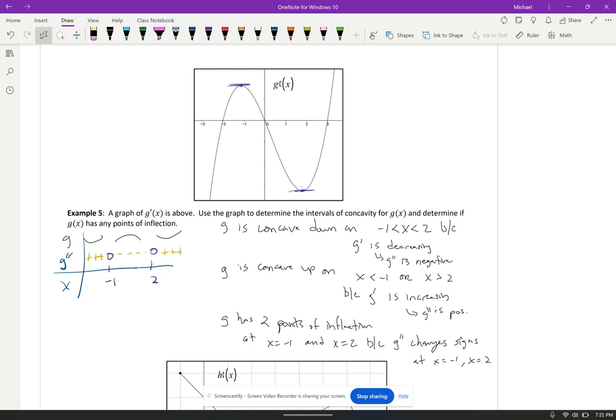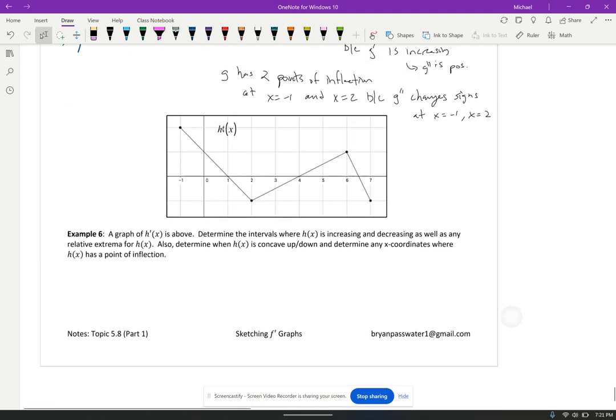I'm going to pause here. If you would, attempt number 6, see if you can figure it out. Number 6 puts everything together, right? Can you find where the original graph is increasing and decreasing, as well as relative extrema? Can you find out where the original function is concave up or concave down, and any points of inflection? And this is all from a derivative graph. Try to do that, bring it to class, and we'll discuss that.